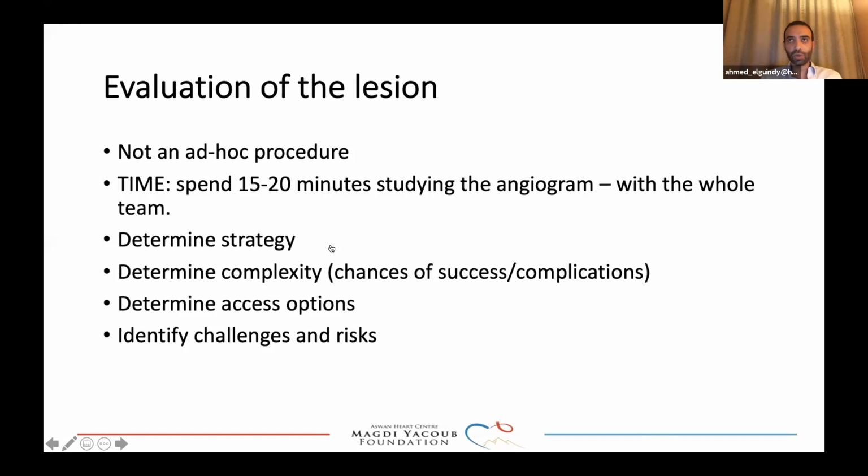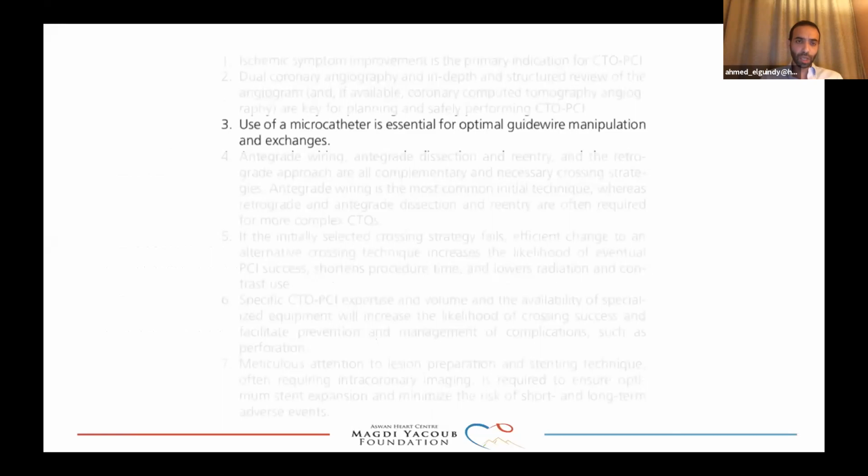So in J-CTO scores of 4 and 5, where the lesion is very complex, or perhaps a very sick patient with a severely impaired ejection fraction, obviously would not be the best person or the best patient to try to treat early in your CTO experience. And determine access options, which can be bilateral radial, radial femoral, bilateral femoral, or occasionally, especially in post-bypass patients, triple access. And identify challenges and risks that are peculiar to this particular patient given his or her clinical circumstances and anatomical considerations. The third key component is the use of a micro catheter. And we used to say micro catheter or an over-the-wire balloon.